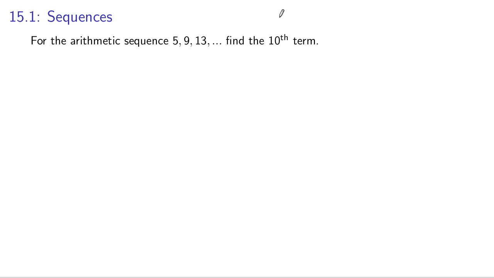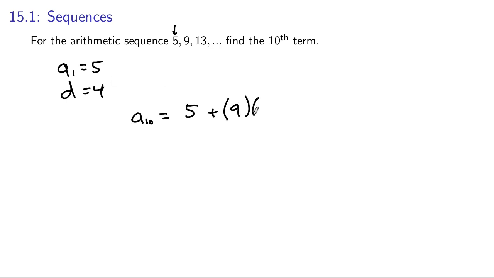For the arithmetic sequence 5, 9, 13, ..., find the 10th term. a sub 1 is 5, the first term in the sequence. The difference is 4. To find the 10th term, a sub 10, all we need is to take a sub 1, 5, and add to it n minus 1, which is 9, times the difference 4. 9 times 4 is 36. Do the addition and we get 41.